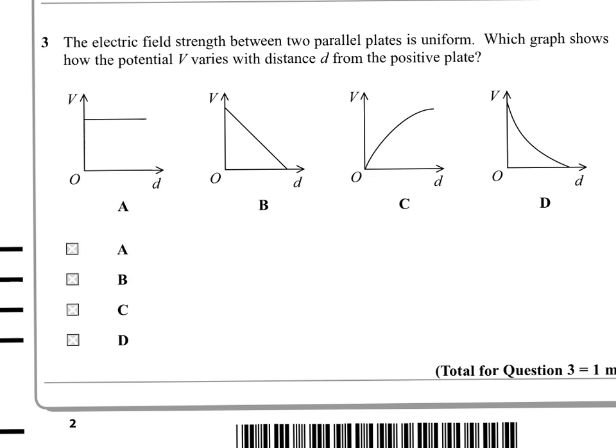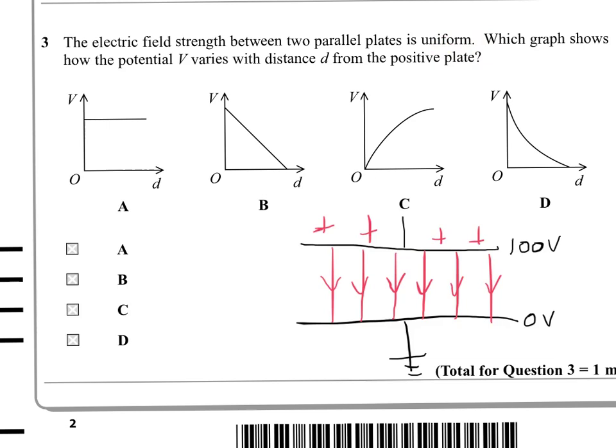Okay, question 3. The electric field between two parallel plates is uniform. Which graph shows how the potential V varies with the distance from the positive plate? Well, parallel plates, remember, have completely uniform field. They've told us that.